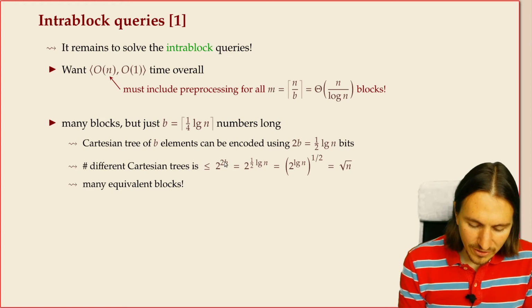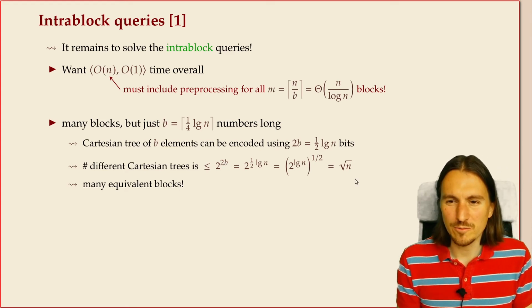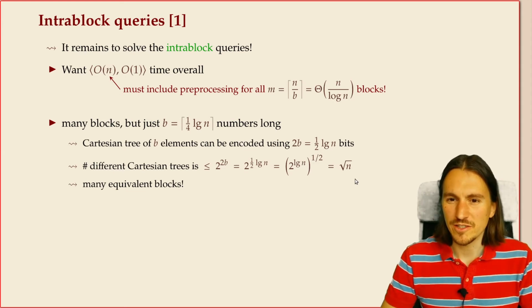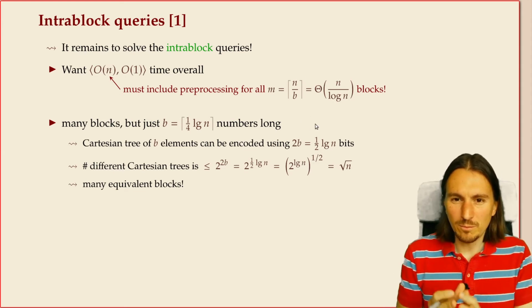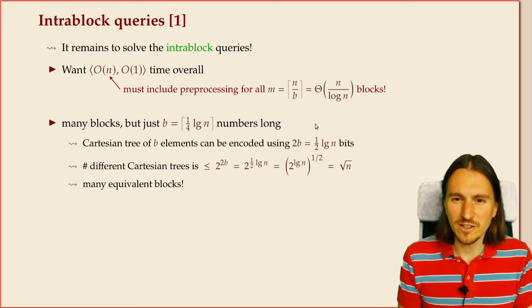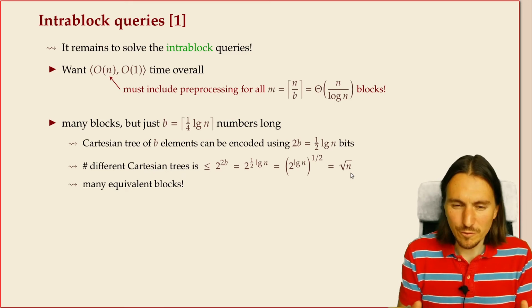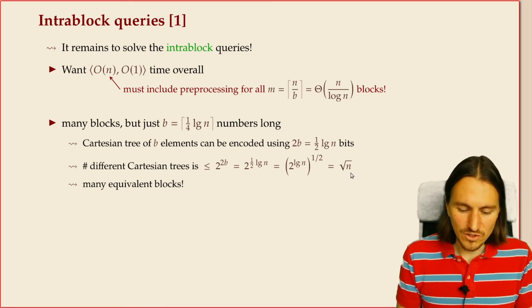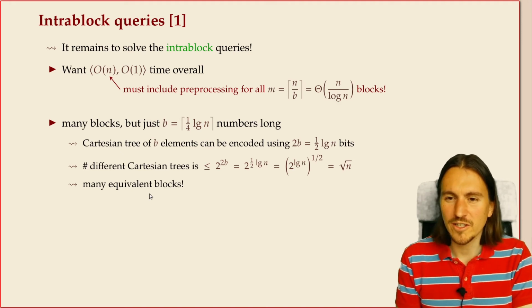So if we insert what we know about B in here and compute, we find there's only root n different Cartesian trees, even though we have almost n blocks in total. So we have n Cartesian trees in total to store, but only root n different possibilities exist. So that means many of these Cartesian trees are actually identical. They look exactly the same.